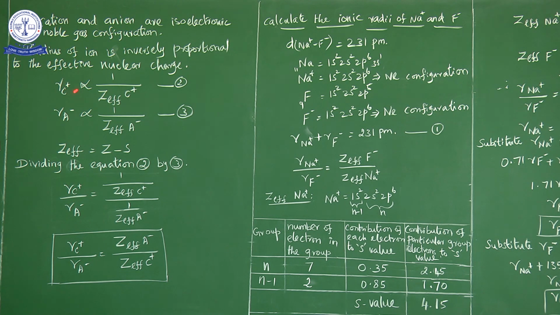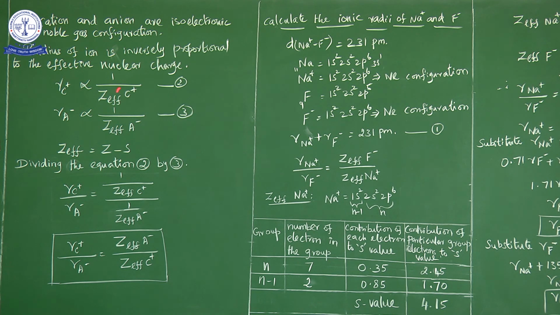So the radius of the ion, generally, it may be both the cation and anion. The radius of the cation Rc plus is inversely proportional, inversely meaning 1 by the denominator, to 1 by effective nuclear charge. What symbol did we give for effective nuclear charge? We gave the symbol Z, right? So Z effective of the cation, C plus. And the radius of the anion Ra minus is inversely proportional to the effective nuclear charge of the anion, so 1 by Z effective A minus. So this equation is taken as the second equation and the third equation.